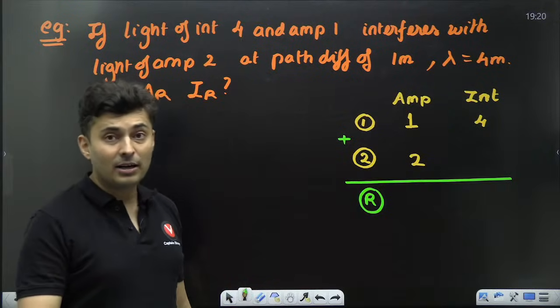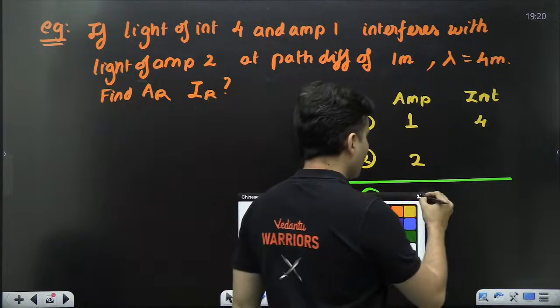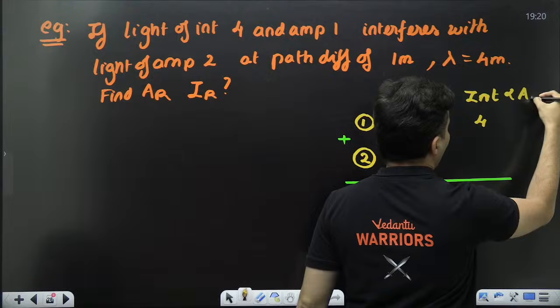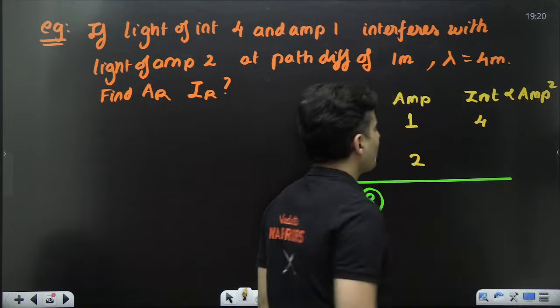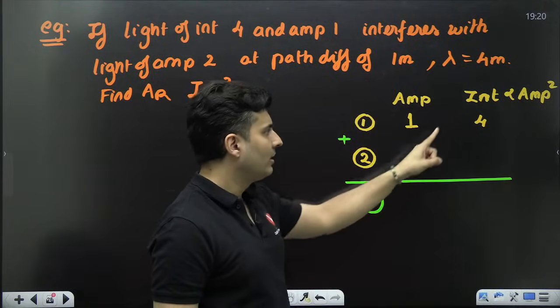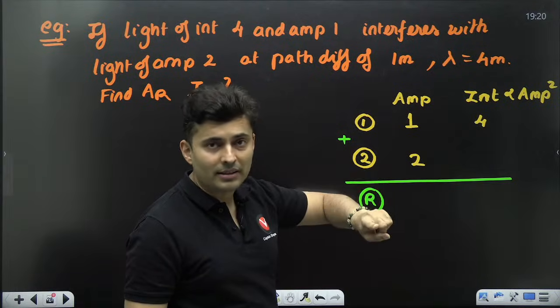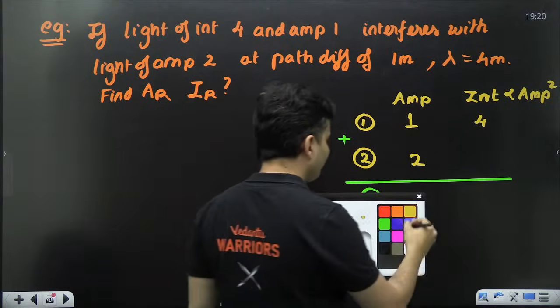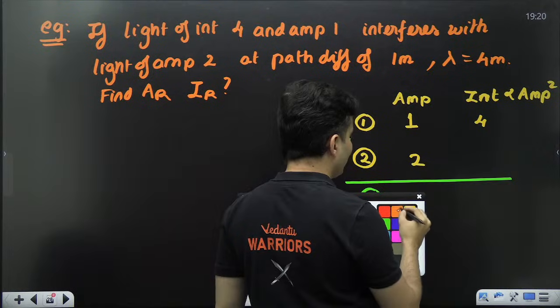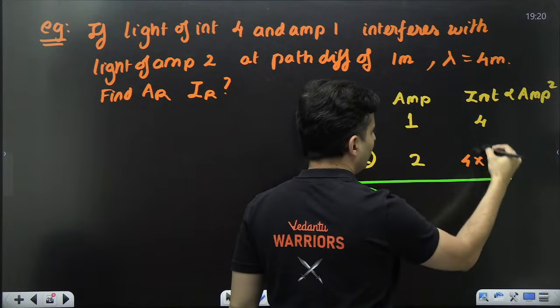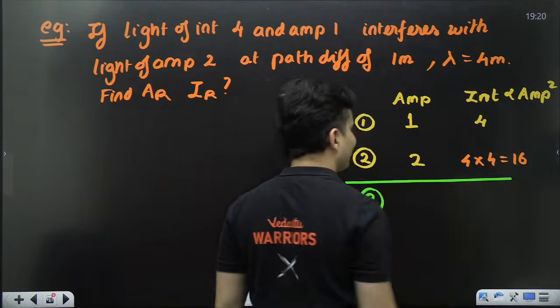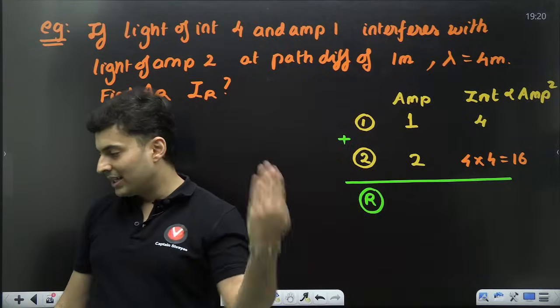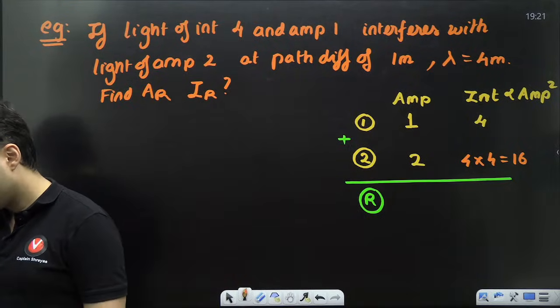Yes, intensity is directly proportional to, do not forget, intensity is directly proportional to amplitude's square. So if the amplitude has doubled, the intensity would have quadrupled. So it will be 4 into 4. So the missing piece over here will be 4 into 4, which is nothing but 16. Is that right? 4 times of it, quadrupled.